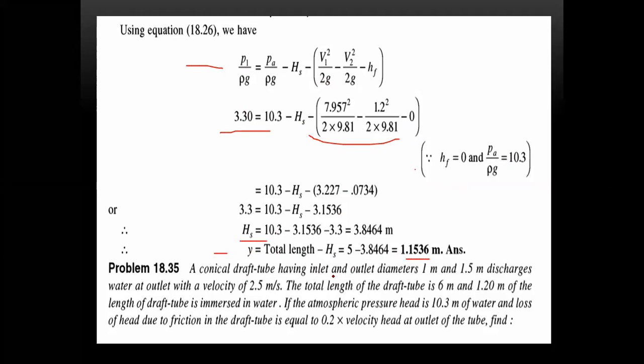Now, the conical draft tube having the inlet and outlet diameters 1 meter and 1.5 meter discharges water at the outlet with velocity of 2.5 meters per second. The total length of the draft tube is 6 meters and 1.2 meters of the length of the draft tube is immersed in the water.